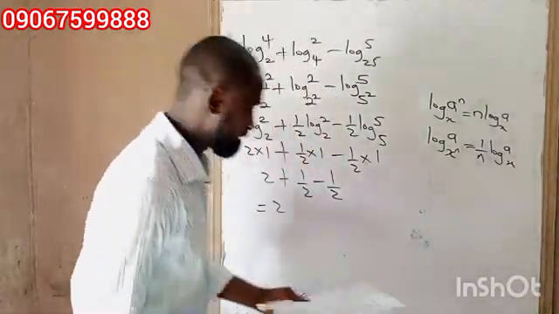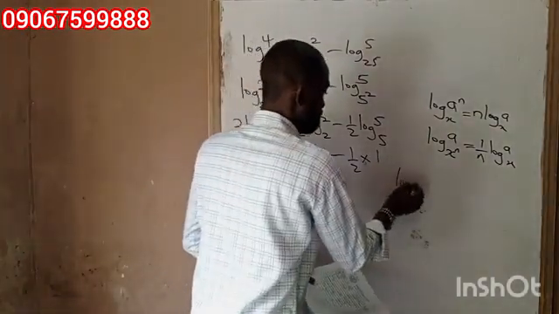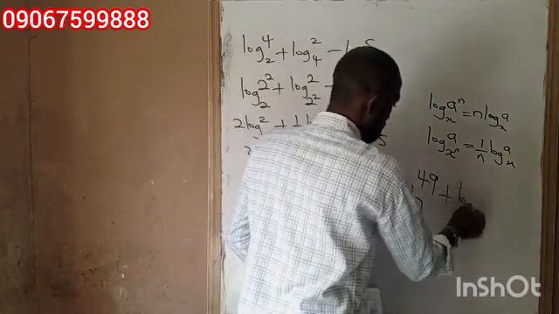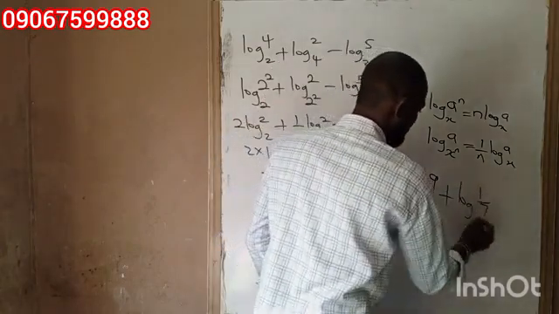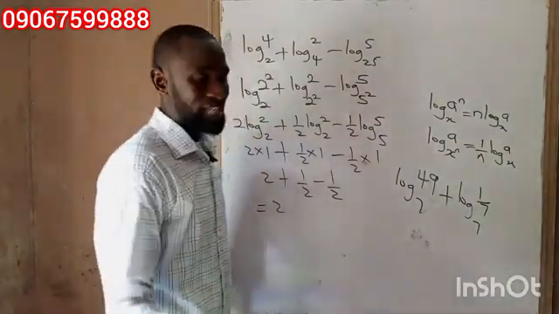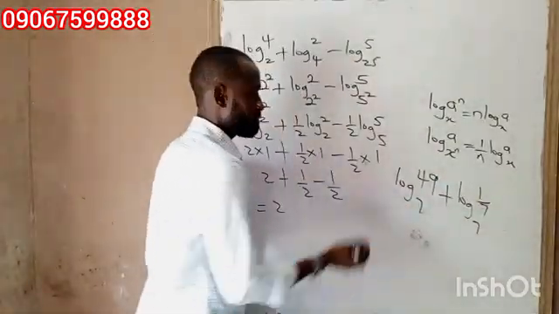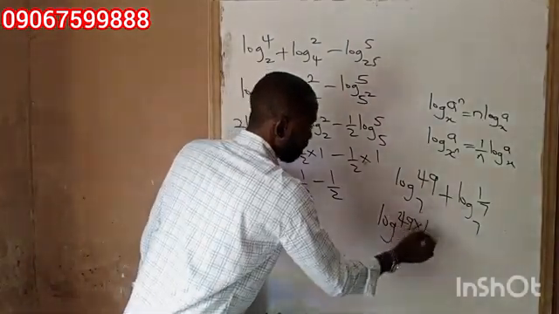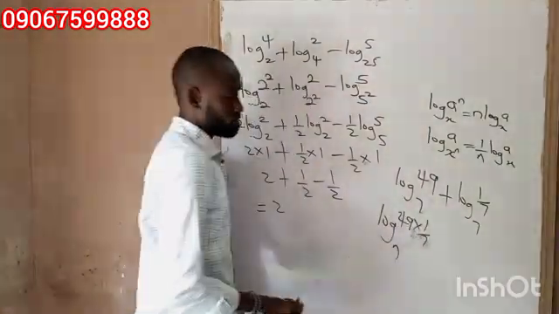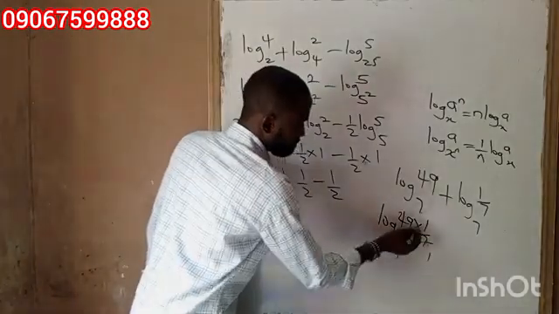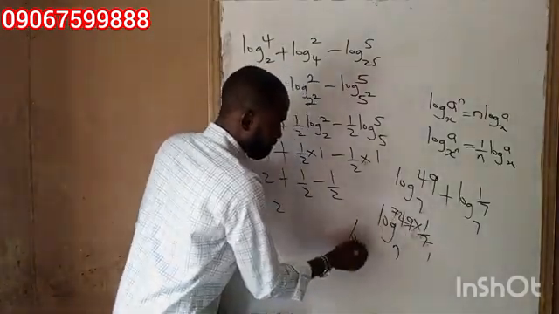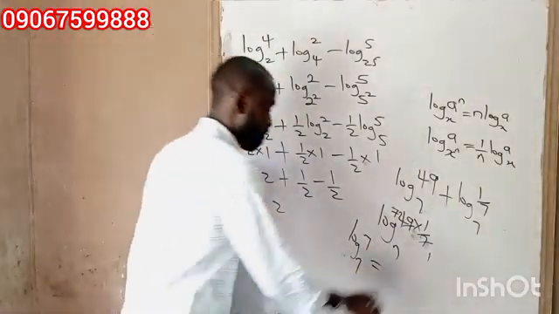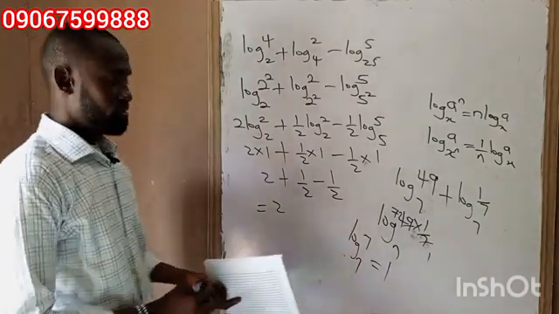Now look at this one. They have the same base. Log of 49 base 7 plus log of 1 over 7 base 7. See here, they have the same base, so I will apply the law. I will just multiply these two together. Are you with me? This will now be log of 49 times 1 over 7 base 7. Isn't it? So what happened? 7 here, 1, 7 here, 7. So we're having log of 7 base 7. What is log 7 base 7? That is 1. So that is that.